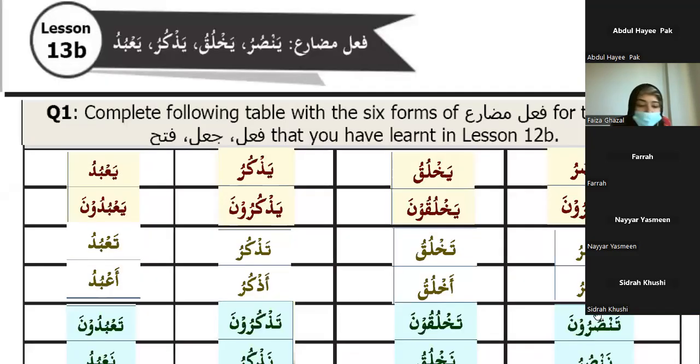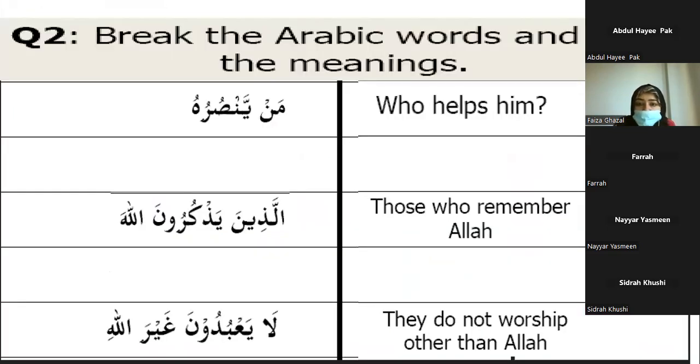Let's go and take a faster look at this. This is the homework we have already read. Yansuru, okay, I will do it fast. Yansuru, yansuruna, tansuru, ansuru, tansuruna, nansuru. Then yakhluqu, yakhluquna, takhluqu, akhluqu, takhluquna, nakhluqu. Okay, yaskuru, yaskuruna, taskuru, askuru, taskuruna, naskuru. Okay, yabudu, yabuduna, tabudu, abudu, tabuduna, nabudu.